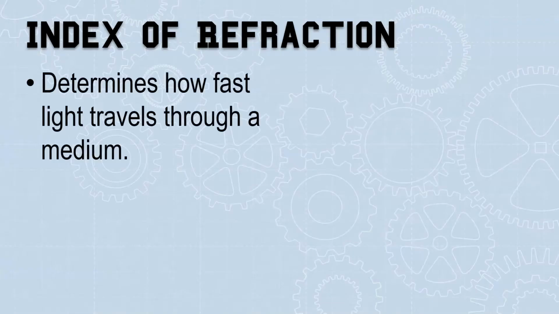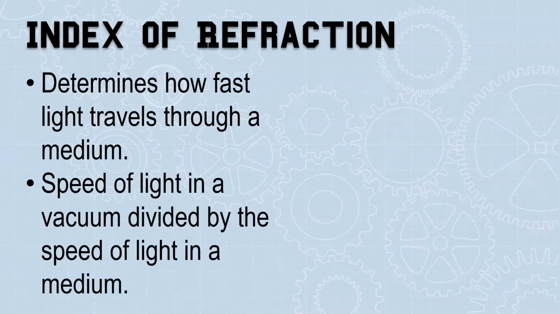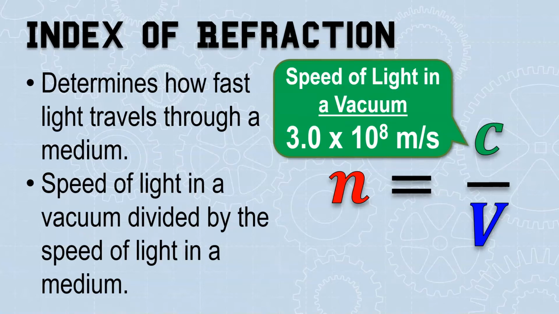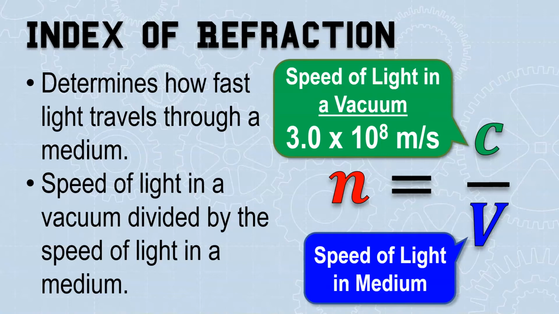The index of refraction is essential to understanding Snell's law. It determines how fast light travels through a medium. The speed of light in a vacuum divided by the speed of light in that medium gives you the index of refraction. More mathematically, we can state that n, the index of refraction, equals c, the speed of light, which is 3 times 10 to the 8th, divided by whatever speed light travels through that medium.